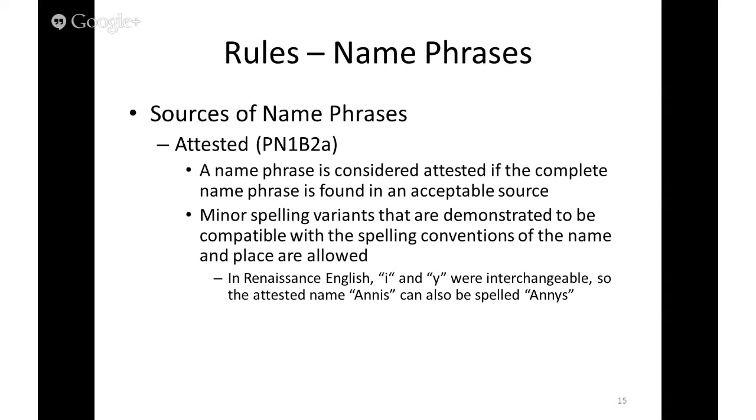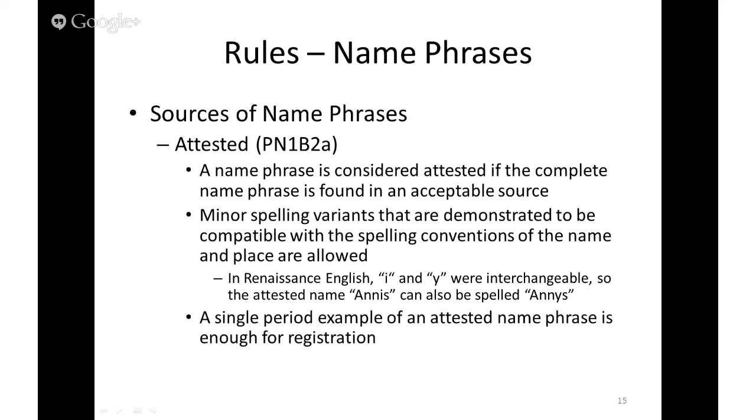And unfortunately, there is no master list of which variants are okay and which are not. You just kind of have to learn it through osmosis, I guess, through experience. The rulings about it are in the LoARs, and you just have to learn. So a single period example of an attested name phrase is enough for registration.